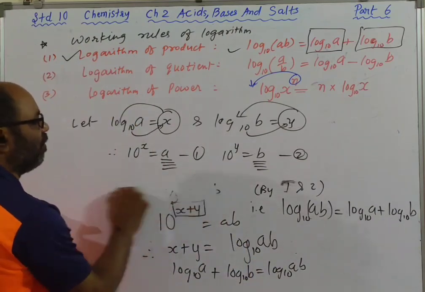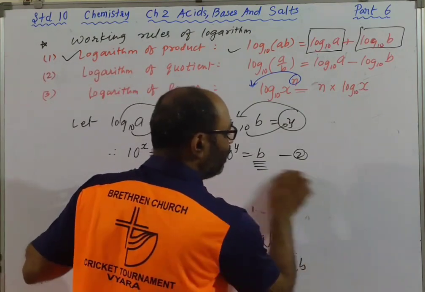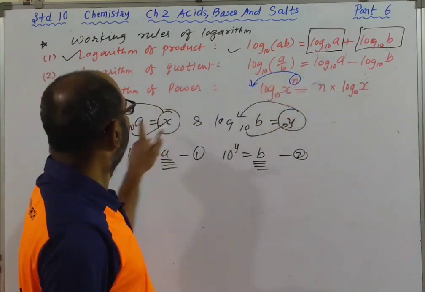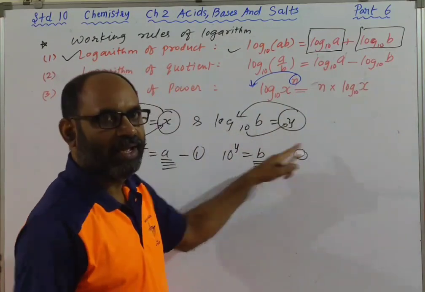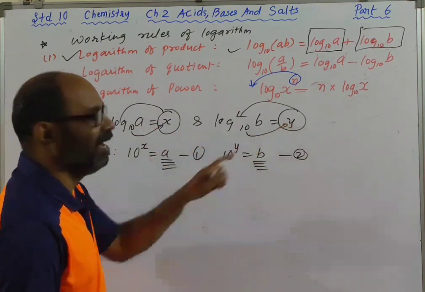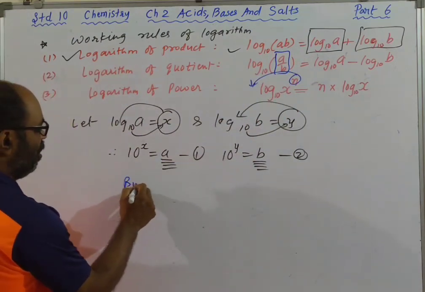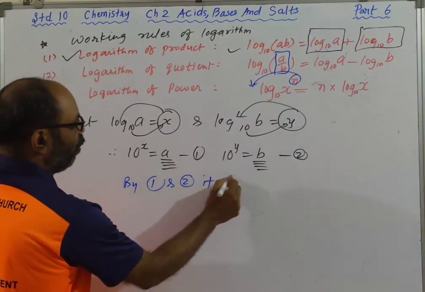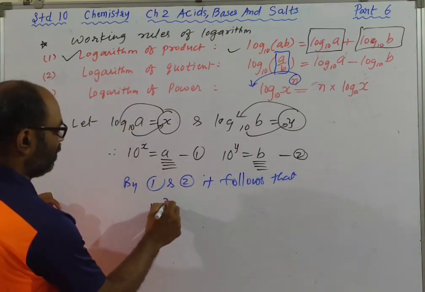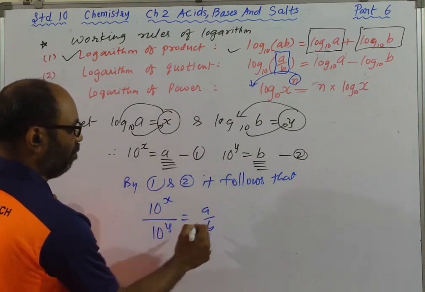Now let's see the second working rule, and that is logarithm of quotient. We will proceed the same way. Let log of A equal to x and log of B equal to y. Convert into exponential form. 10 raised to x is equal to A, 10 raised to y is equal to B. Now you need the A upon B form. So by 1 and 2, it follows that 10 raised to x upon 10 raised to y is equal to A upon B.